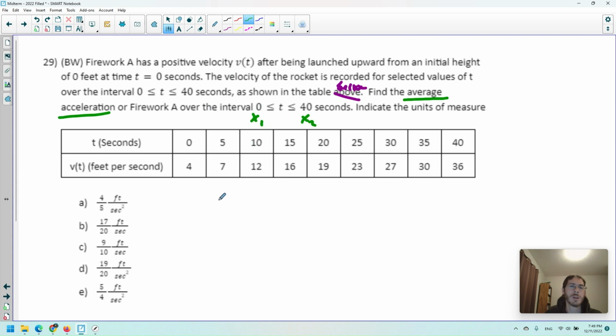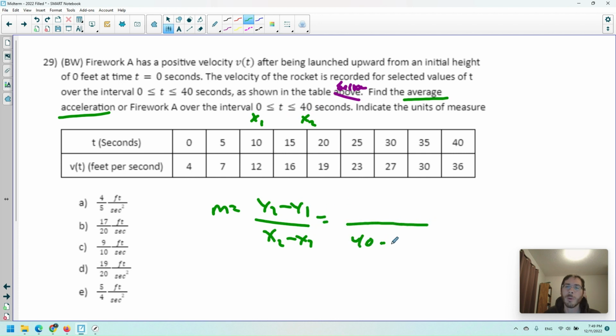All right, so our average rate of change formula, that's just the slope formula. y2 minus y1 over x2 minus x1. Here we've got x2 and x1. They're given in the problem, 40 minus 0. We look those numbers up. We've got 36. We've got 4. So that's going to give us 32 out of 40.